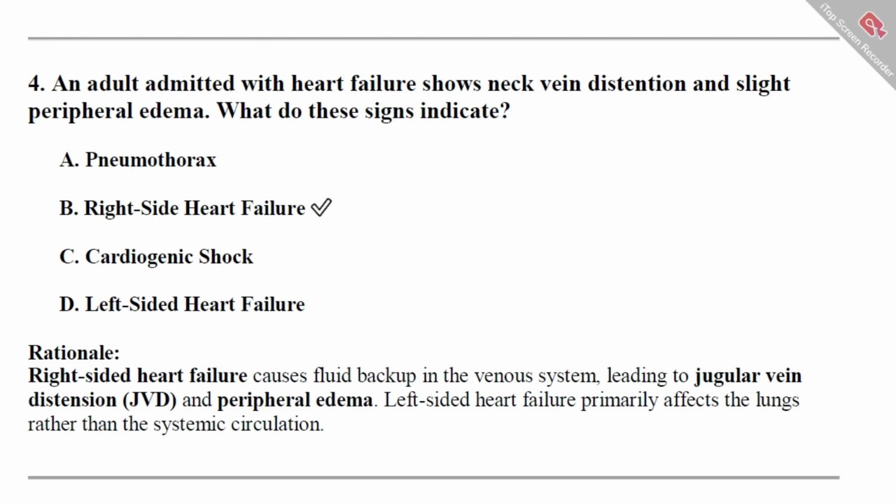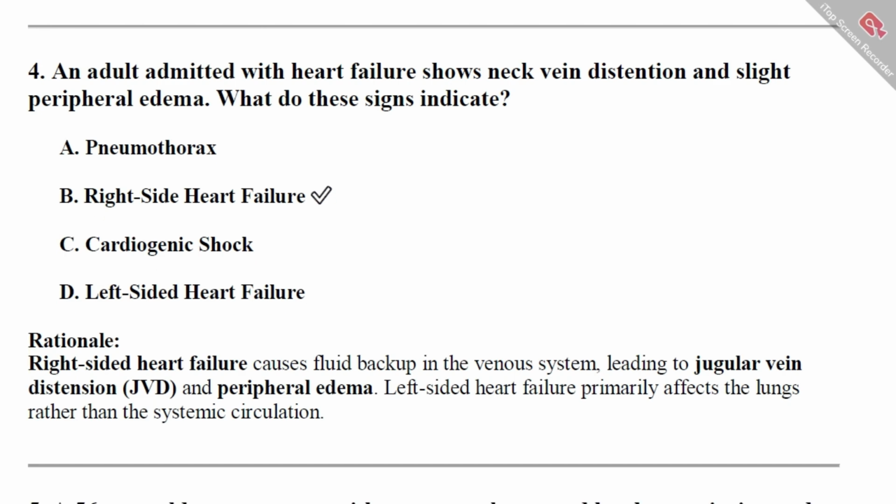The rationale is right-sided heart failure causes fluid buildup in the venous system, leading to jugular vein distension and peripheral edema. Left-sided heart failure primarily affects the lungs rather than the systemic circulation.